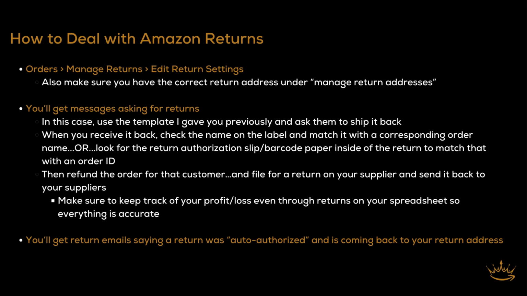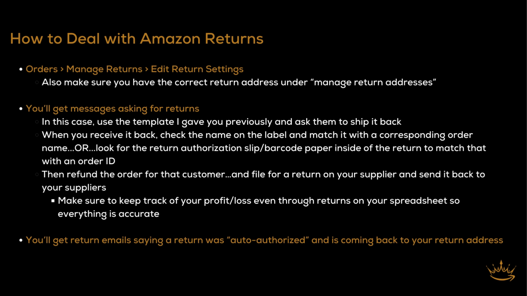You'll get messages in your Seller Central messages sometimes asking for returns. In this case, use the template that I gave you previously and ask them to ship it back, right? When you receive it back, check the name on the label and match it with a corresponding order name, or look for the return authorization slip or barcode paper. Every Amazon return has one of those inside, which you can then match with an order ID. Then mark that on your spreadsheet, right?